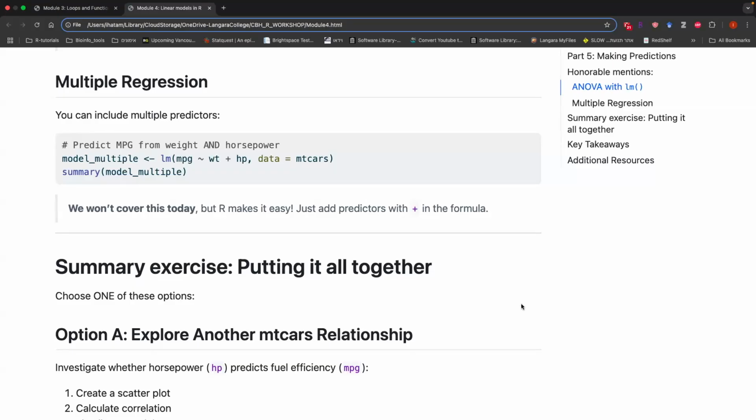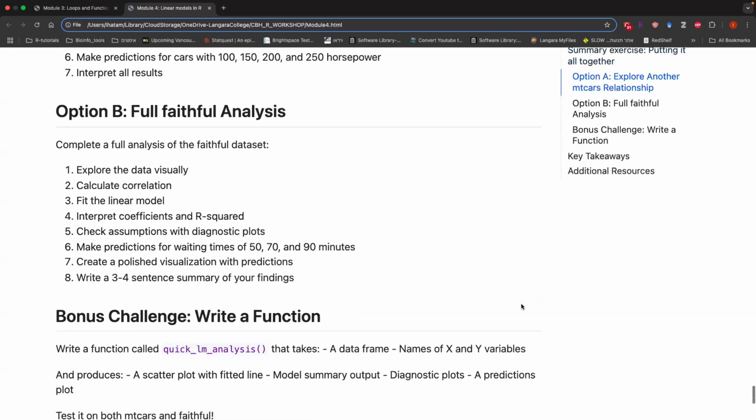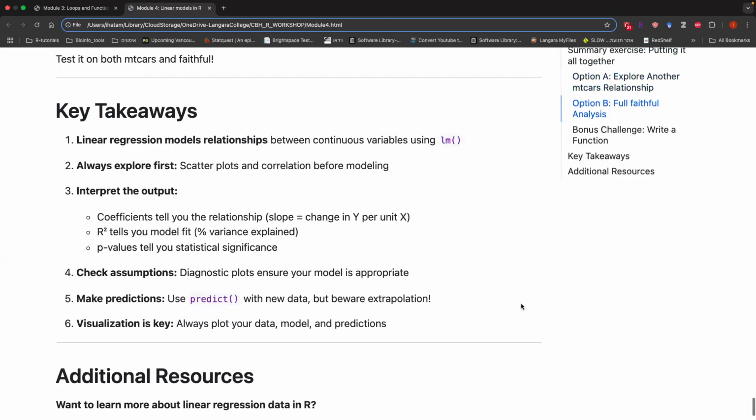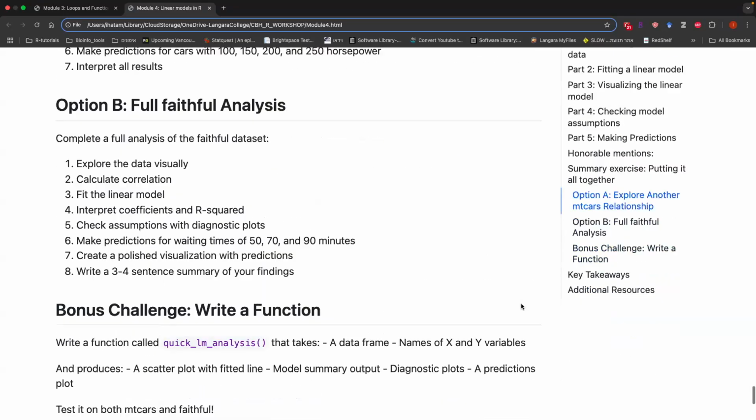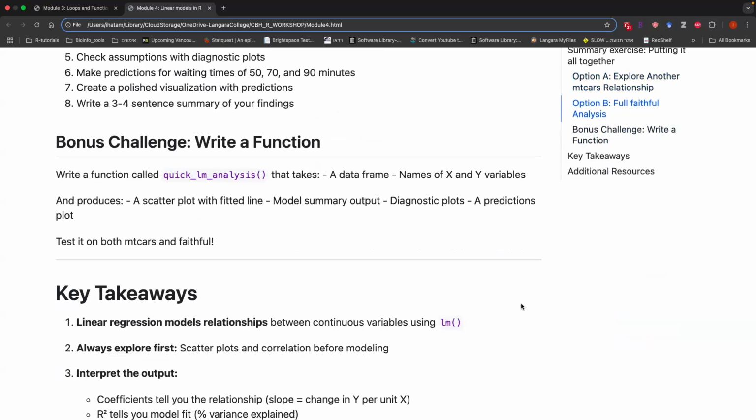So I think we are on time, right? Kind of like 5 minutes ahead of time. Okay, so this is it. This is what we covered. I have summary exercises if you want. I will post the answer keys to the course website.